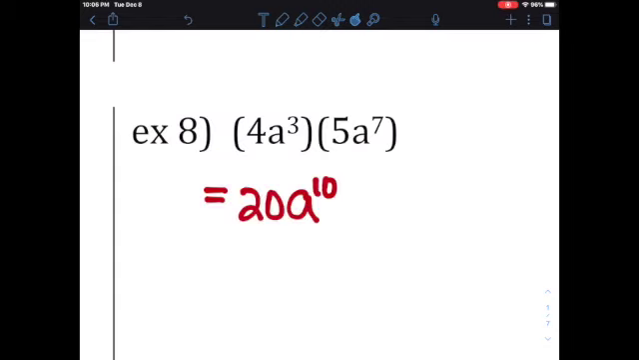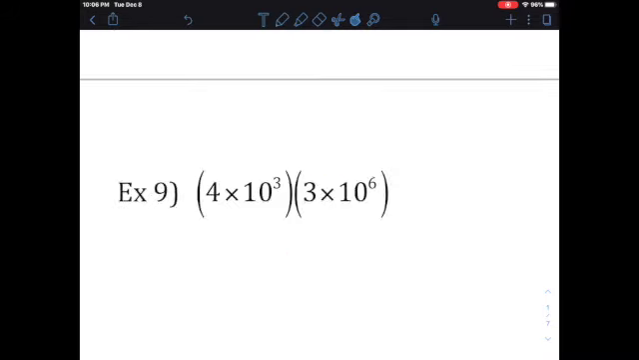The answer for number 8 is 28 to the 10th. Number 9 is in scientific notation form. In this case, we're going to treat it like what we did before. And after you finish with your answer, you have to make sure it gets put back into scientific notation form. What we have to do here is multiply the ones that do not have the same base. So that's just going to be 4 times 3. That's going to be 12.